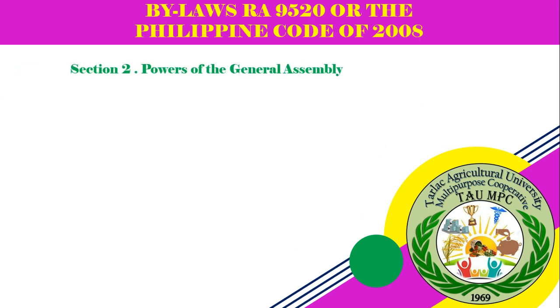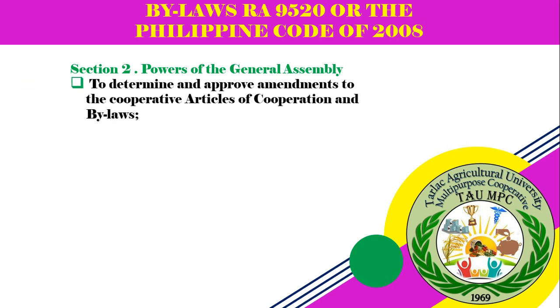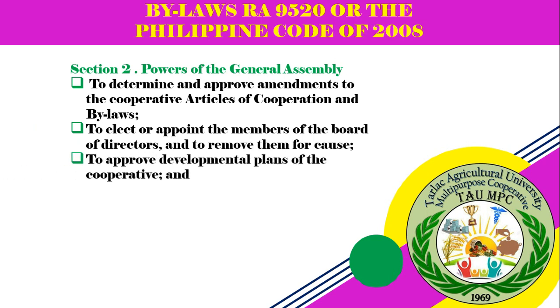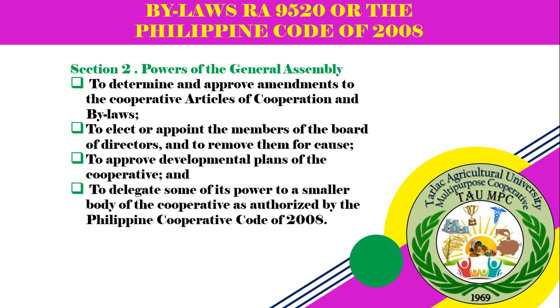Section 2. Powers of the General Assembly. To determine and approve amendments to the Articles of Cooperation and Bylaws. To elect or appoint the members of the Board of Directors and to remove them for cause. To approve developmental plans of the cooperative. To delegate some of its powers to a smaller body of the cooperative as authorized by the Philippine Cooperative Code of 2008.